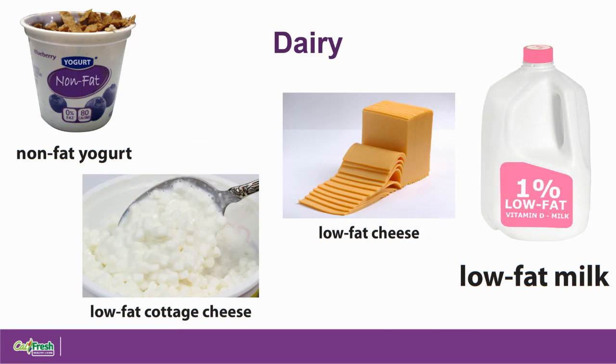Now we're going to take a look at dairy. Choose a food from the dairy group to add to your healthy meal and draw it on your plate. You now have drawn a balanced meal with foods from each of the 5 food groups found on MyPlate. Let's look at the examples.